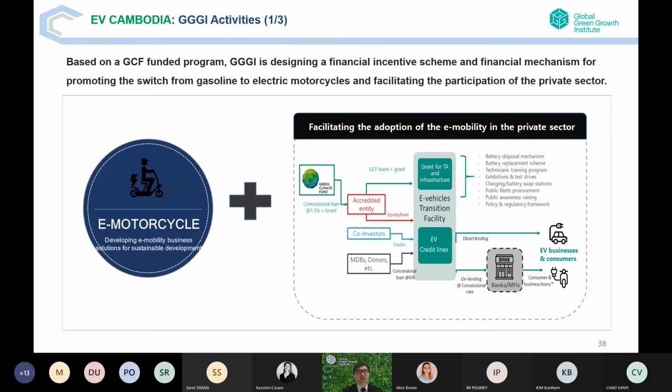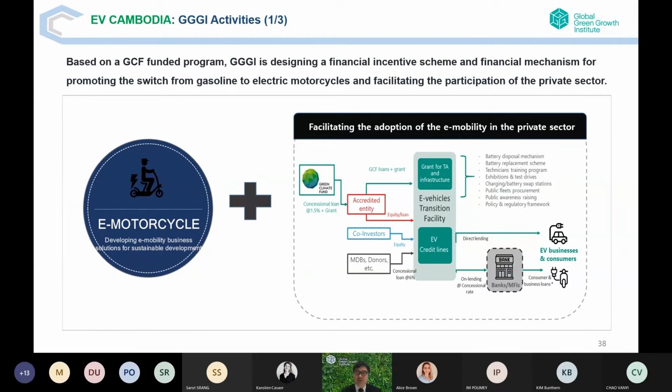So GGGI is very actively supporting Cambodia under the guidance of Caroline, the country representative. Based on the GSHIP, a Green Climate Fund program, GGGI is designing a financial incentive scheme and financial mechanism to facilitate e-mobility. The incentive scheme is a very important factor at the early stage. That's why we set up the financial model to support the Cambodian government. Through the financial mechanism, we plan to provide a subsidy program to the government, and then the government will support citizens to get e-mobility more easily.